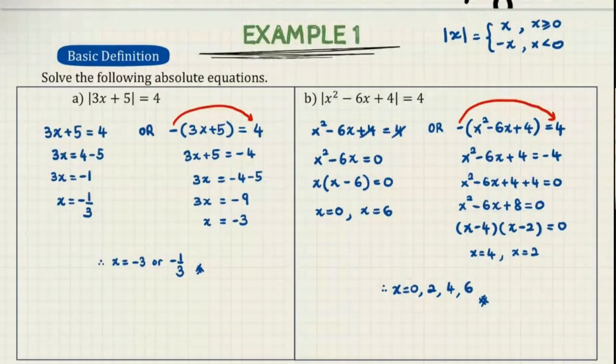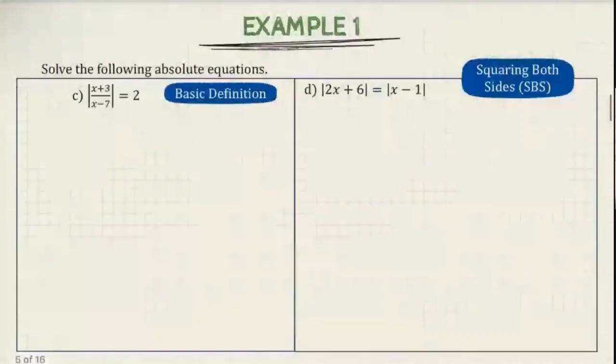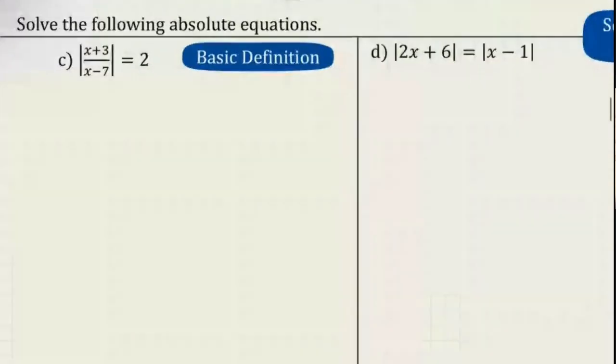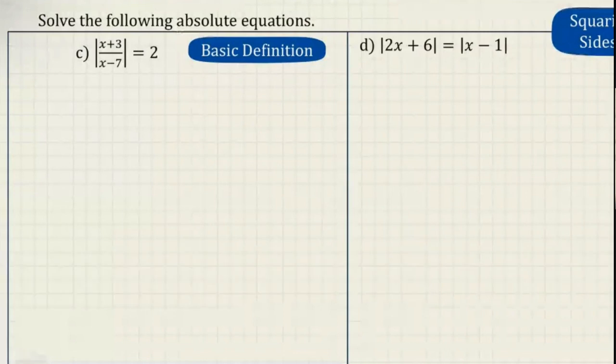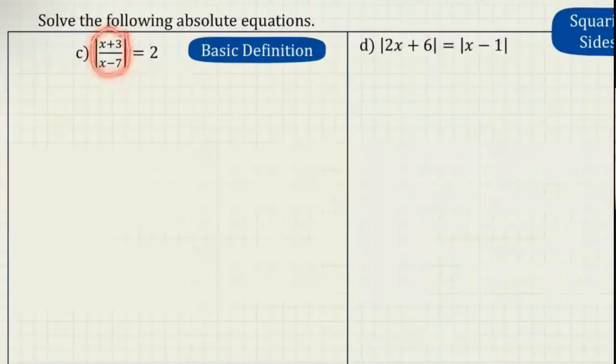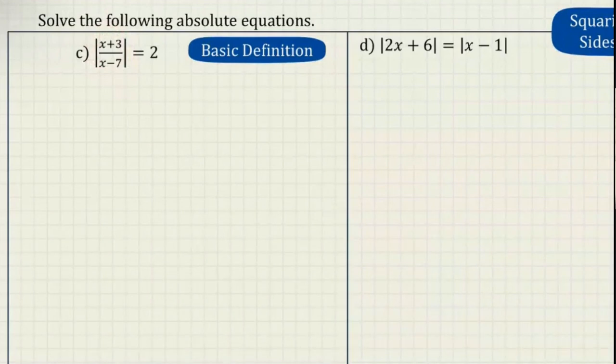Now moving on to the third example. So kita dah tengok linear. Kita dah tengok quadratics. So how about a rational function? Okay, so here kita ada absolute value of X plus 3 over X minus 7 equals to 2. Okay, so for this part, sebab dia ada one modulus sahaja, so we are going to solve using basic definition.